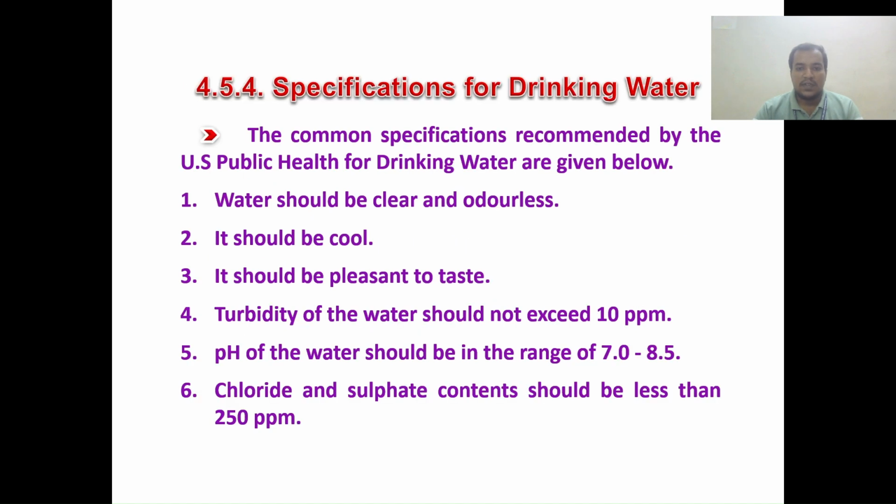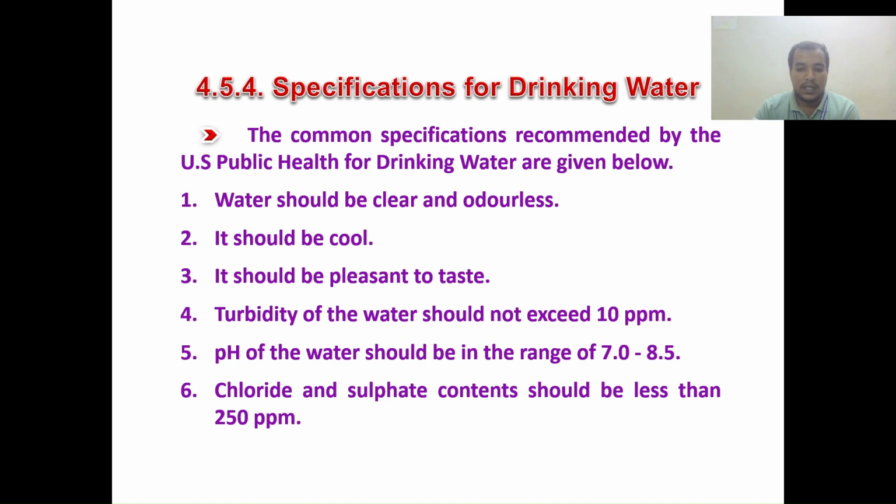And now, some specifications of drinking water. The common specifications recommended by the US Public Health Service for drinking water: water should be clear and odorless. It should be cool and pleasant to taste. Turbidity of the water should not exceed 10 parts per million, and the pH of the water should be in the range of 7.0 to 8.5.